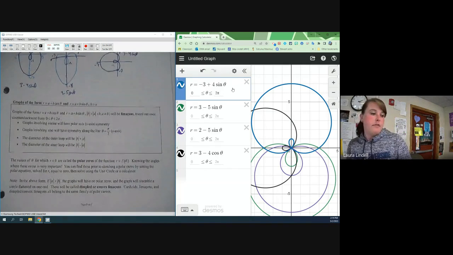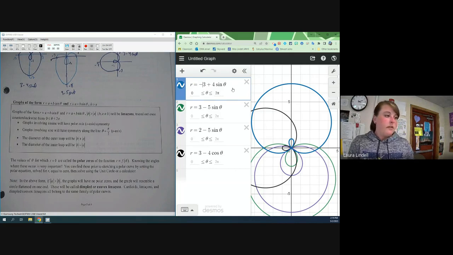The values for which r equals 0 are called polar zeros. So, you know how we find zeros of functions in Cartesian coordinates or rectangular coordinates? We find the places where y is 0. When we're doing polar zeros, we find the places where r is 0. And knowing the angles that these happen at is really important, especially if you're going to try to sketch a function by hand.